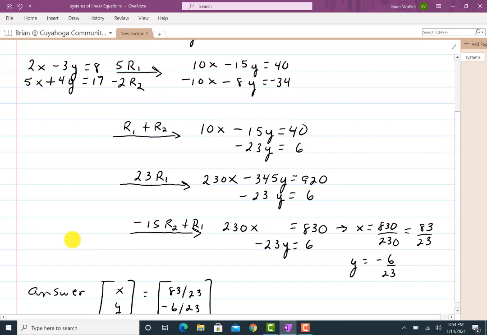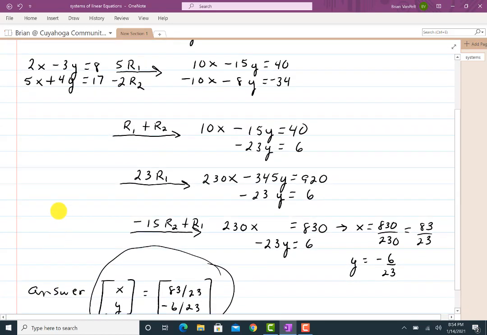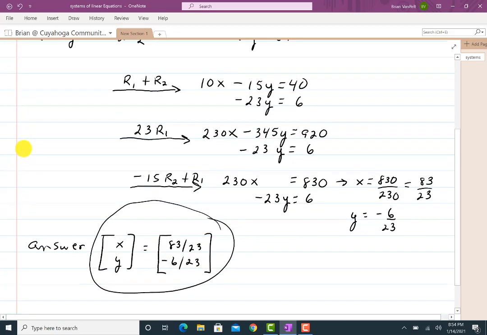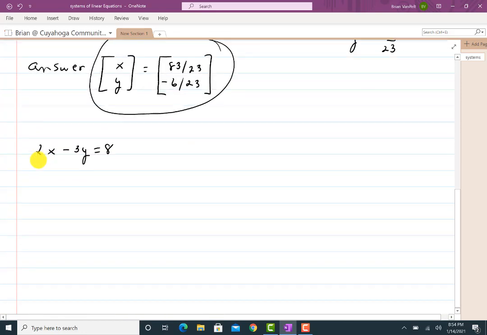notation. Well, let me circle this. Let me have that equation back that I was using before. So 2x minus 3y equals 8. And the second equation was 5x plus 4y equals 17. So now I want to solve using matrices.